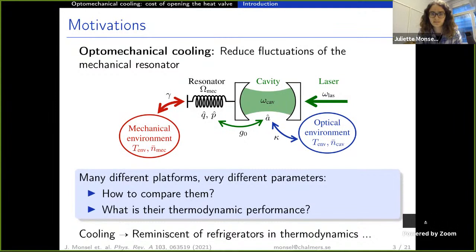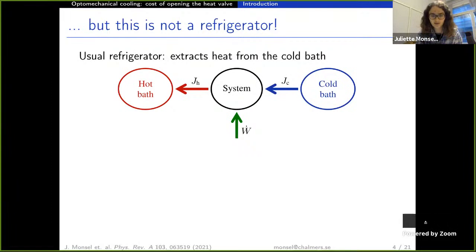First, because I come from thermodynamics, when I say cooling, the first thing I think about is a refrigerator. However, let me explain how this thermodynamic picture I'm going to show you for optomechanical cooling is different from the typical thermodynamic refrigerator.